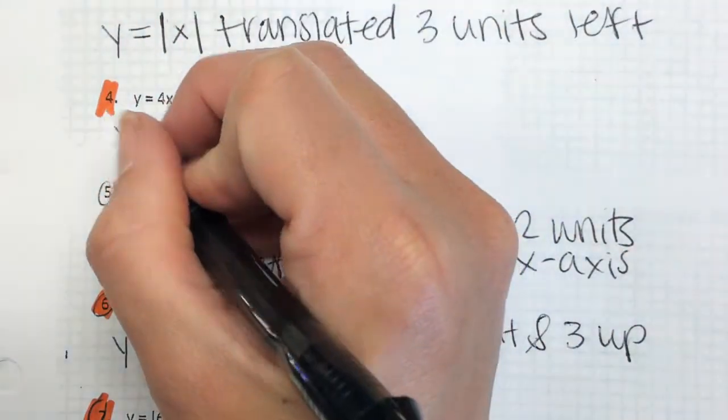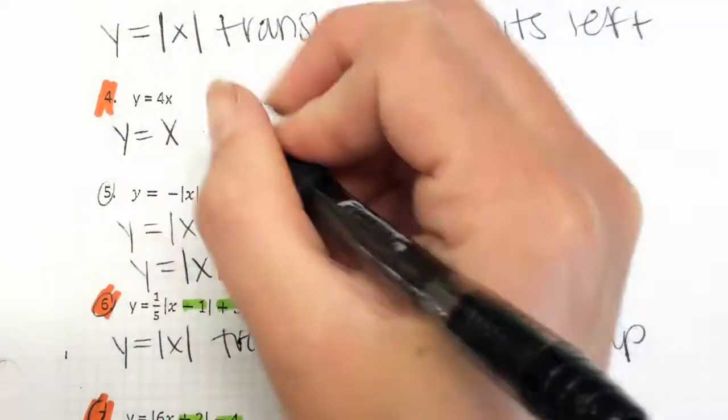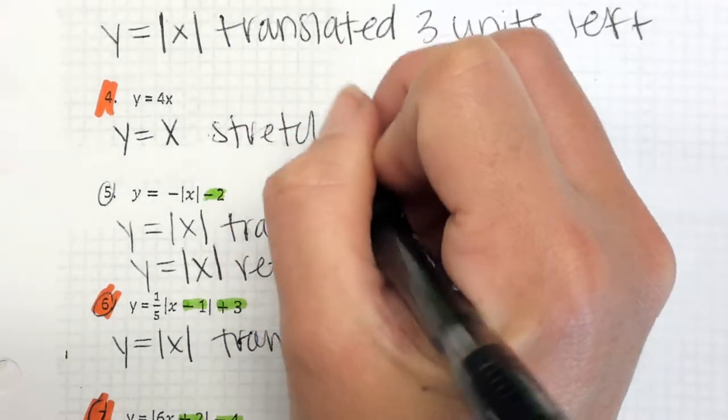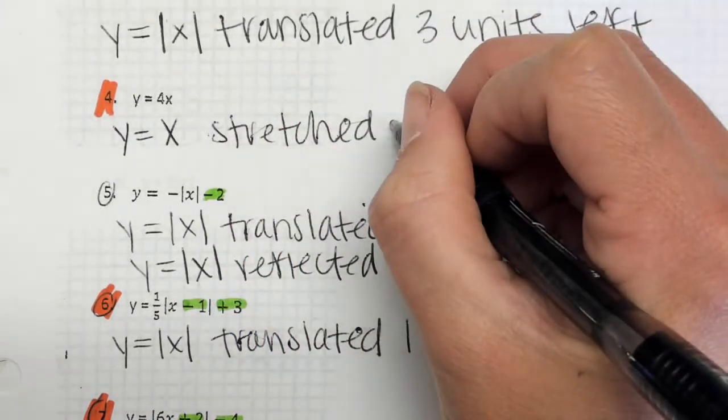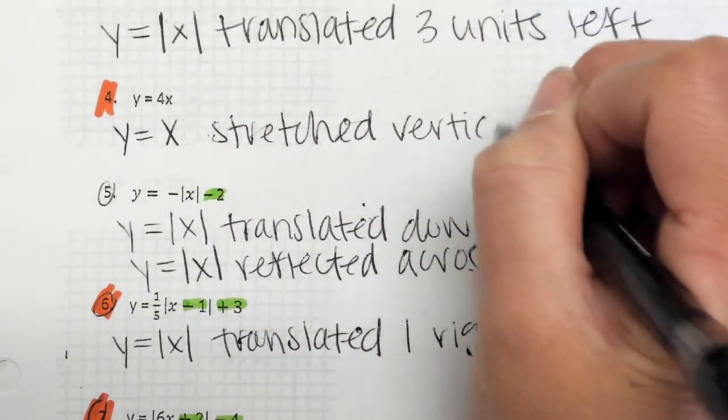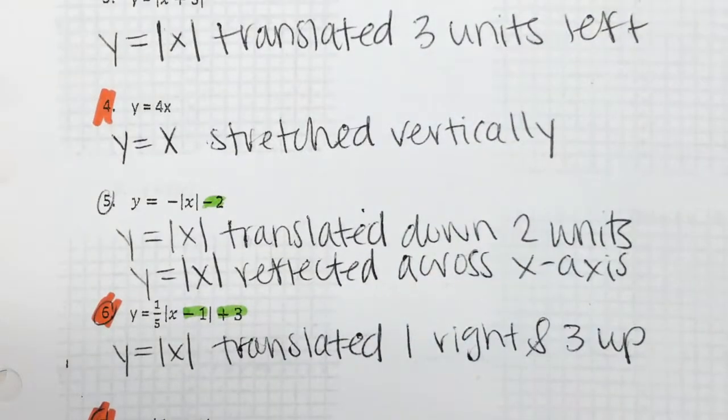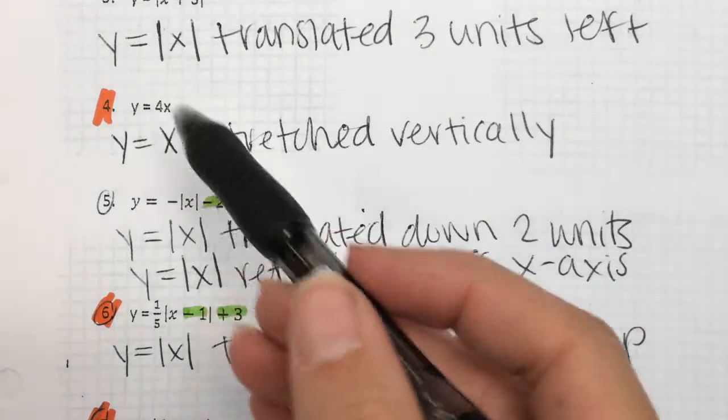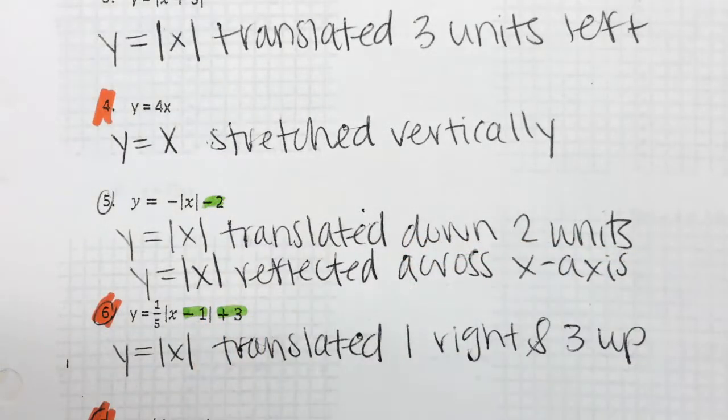What's the parent graph? Y equals what? X stretched which way? Vertically. That's it. Which means that 4 is going to make it taller. And we could have guessed that because what is this 4? It's the what? The slope. And if we go up 4 over 1, isn't that going to make it taller?